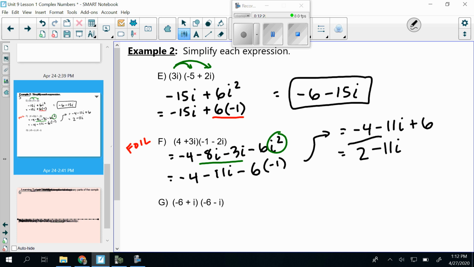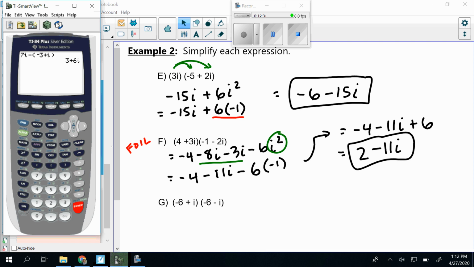Just to show you that again with a calculator, just as an example here, say we wanted to do this one or check it. You got 4 plus 3, let's do our imaginary part on that one, times negative 1 minus 2, select our imaginary part again here. And if we hit enter, we should get the same solution we do. All right, last one here.